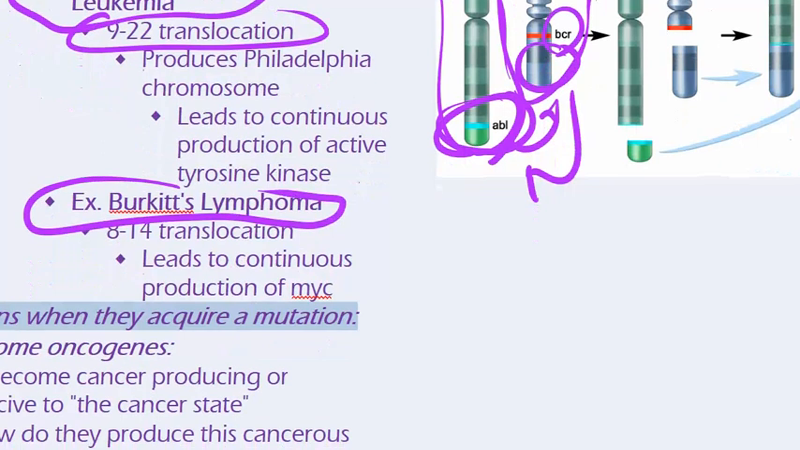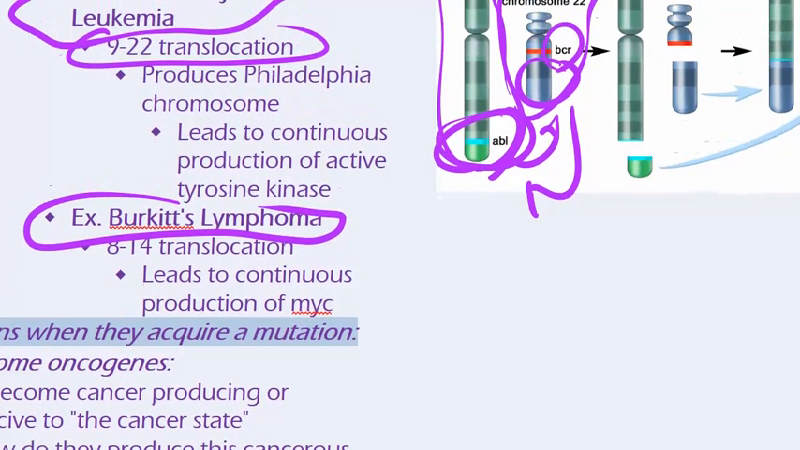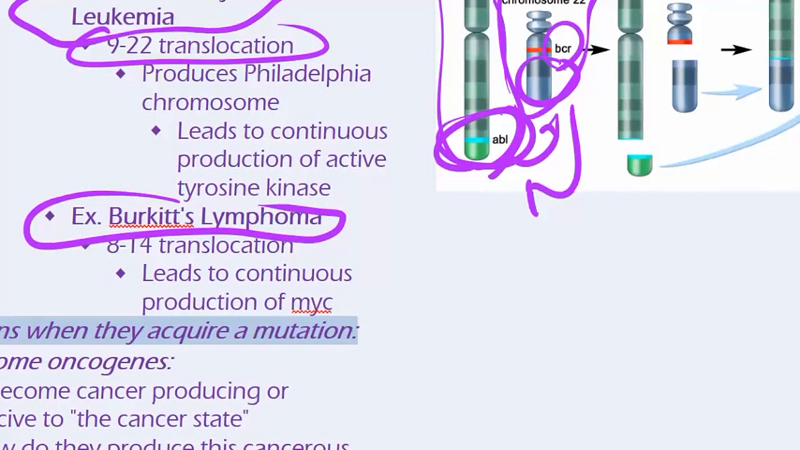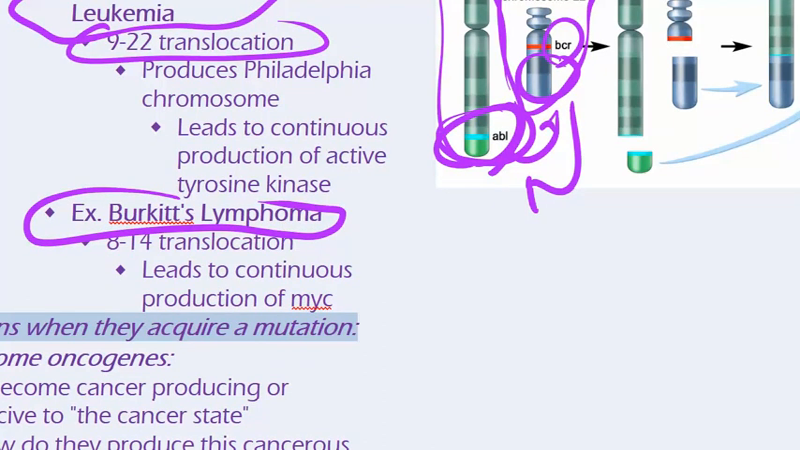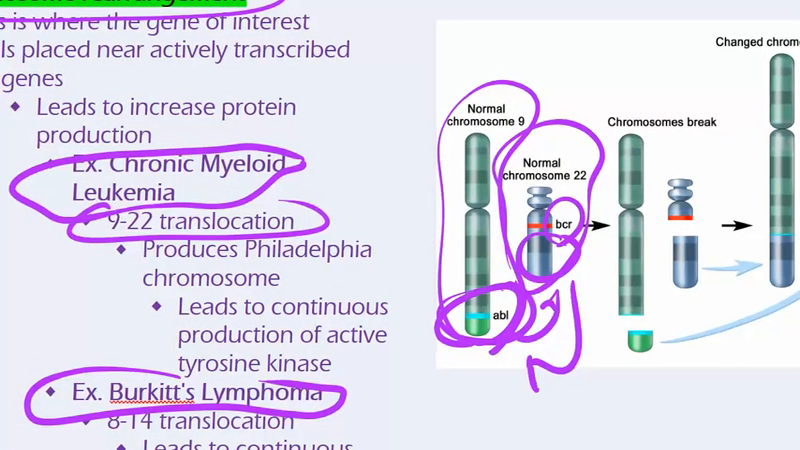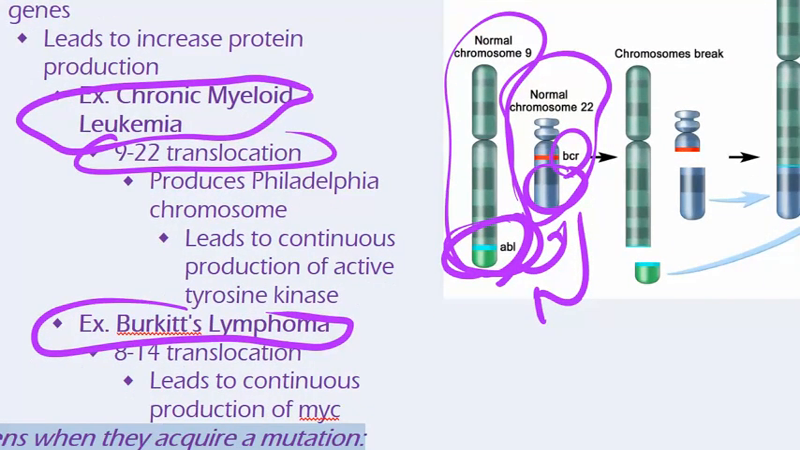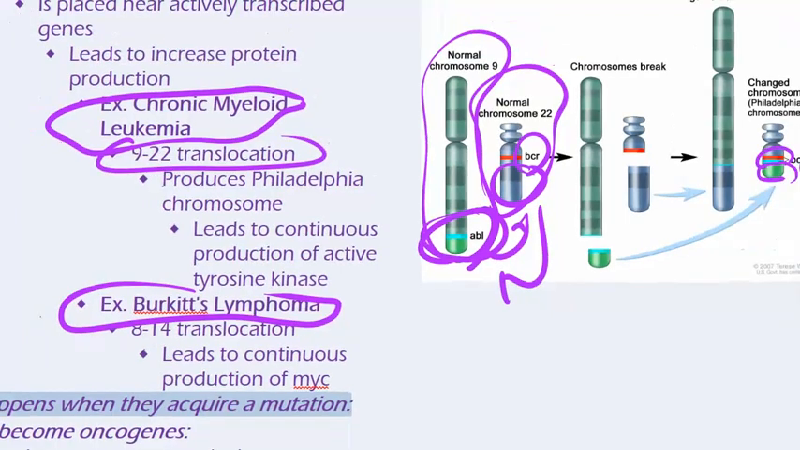But it leads to production of active tyrosine kinase. So I'm thinking maybe it's leading to overproduction of your tyrosine kinase receptors, right? And because you're having a lot of these receptors, that can promote the cancerous state. That makes sense.